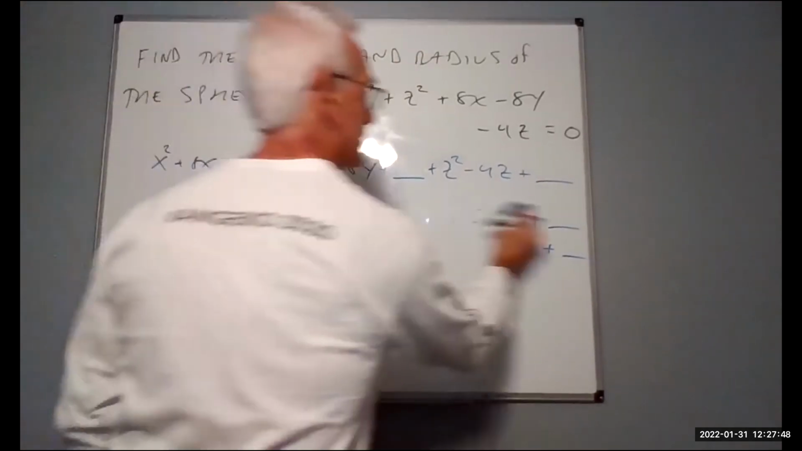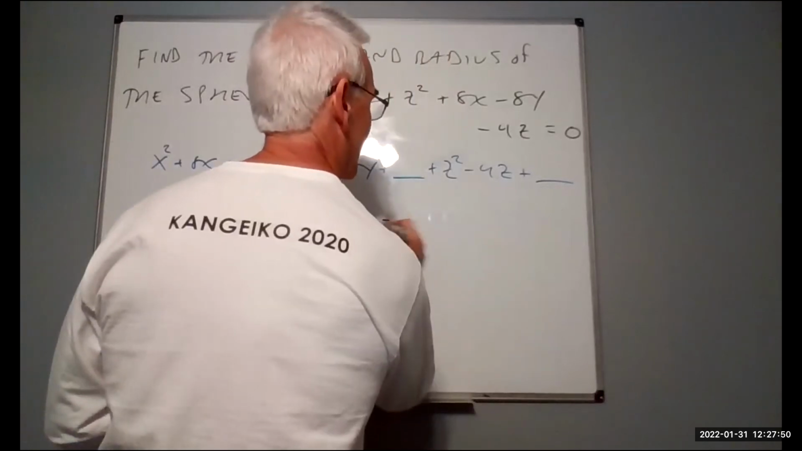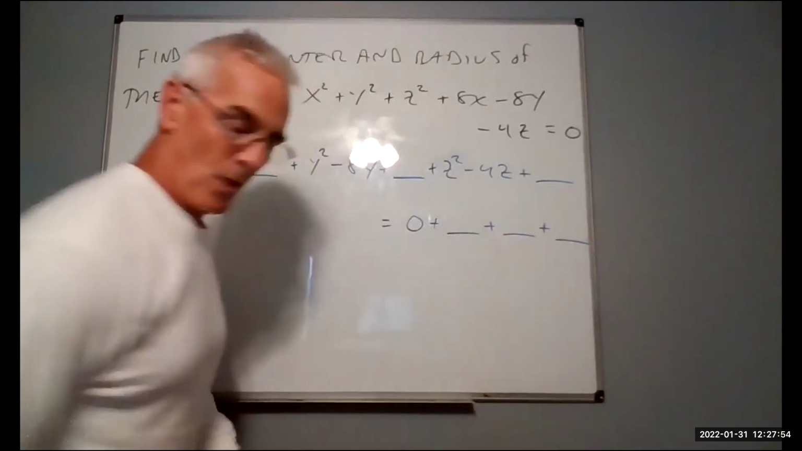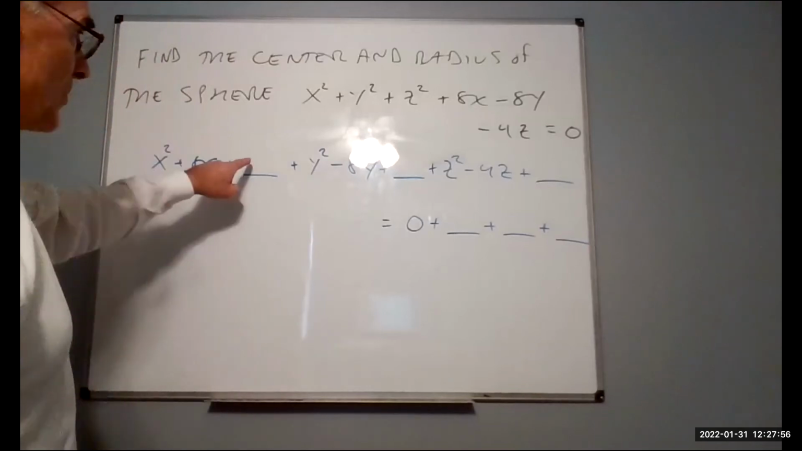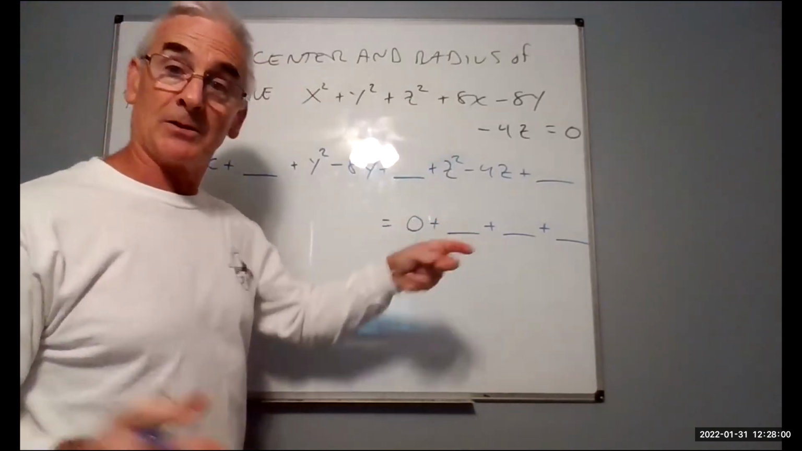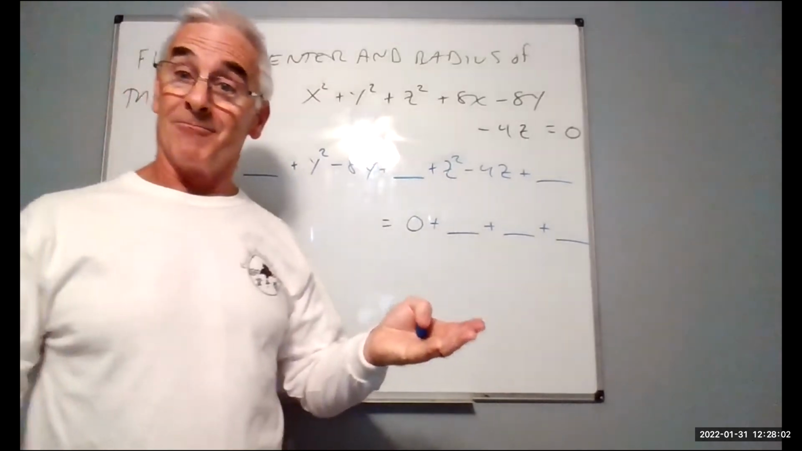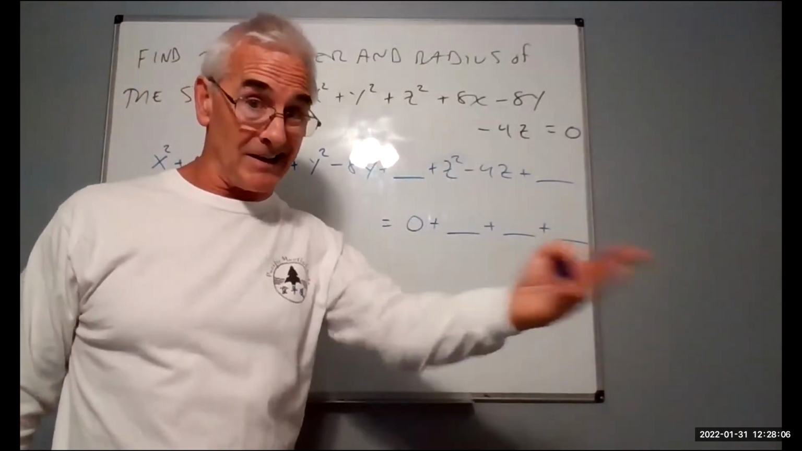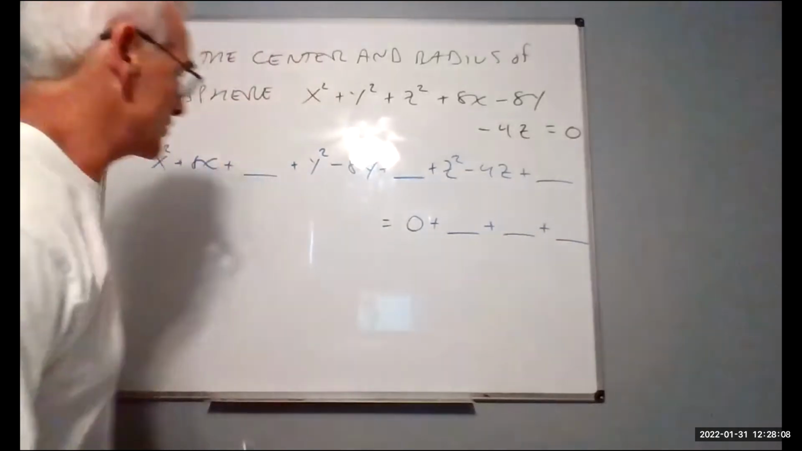That looks really terrible. Let me improve upon that. That equals 0 plus, there we go. Now, why am I doing that? Because whatever number I add here to complete the square, I've got to add it to the other side of the equal sign. Otherwise, I'm violating the addition property of equality, which says whatever you add to one side, you've got to add to the other, or you will not preserve the equation.